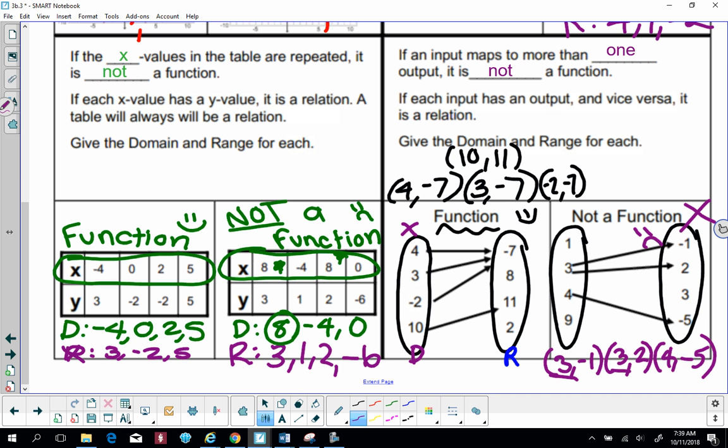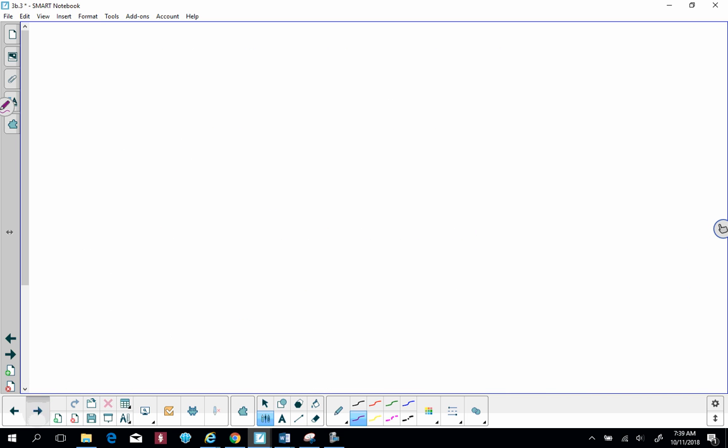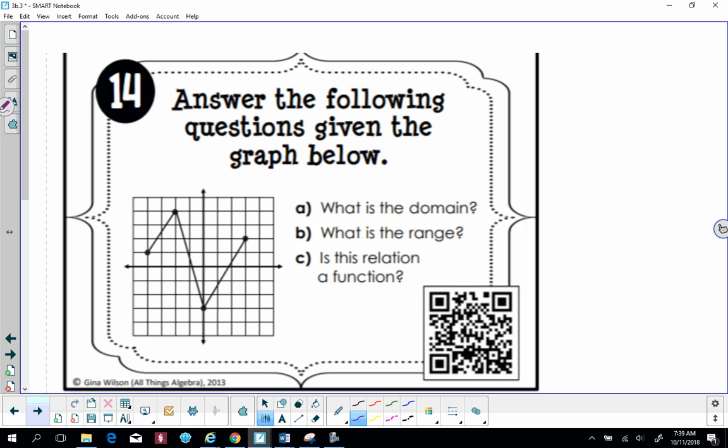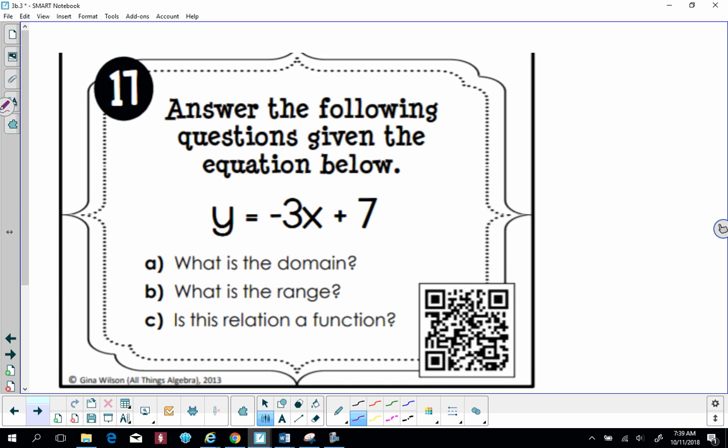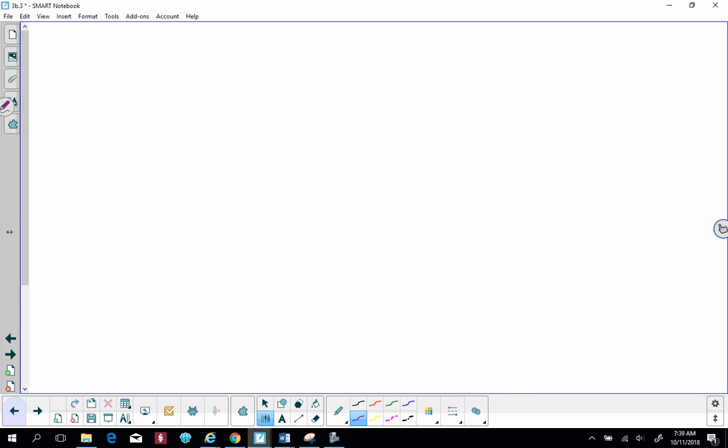Okay, so I'm going to show you a few examples. I'm going to project some of these little cards that are around the room that you were doing on the paper yesterday. I want to just make sure you're good with it. And so I'm going to start with a graph because we haven't really practiced the graph that much.